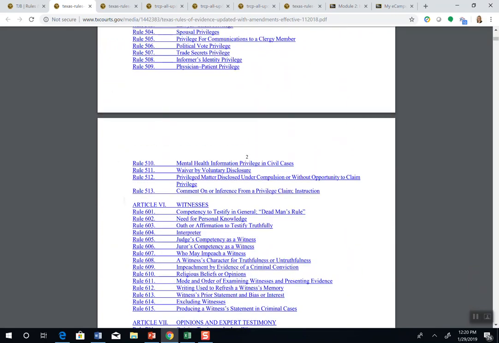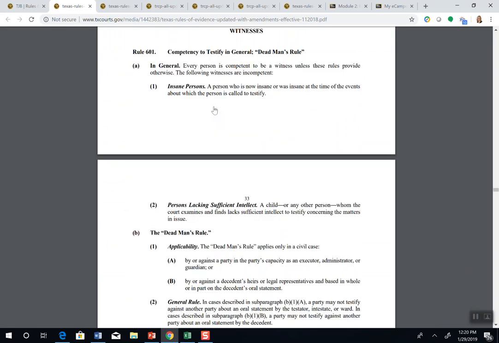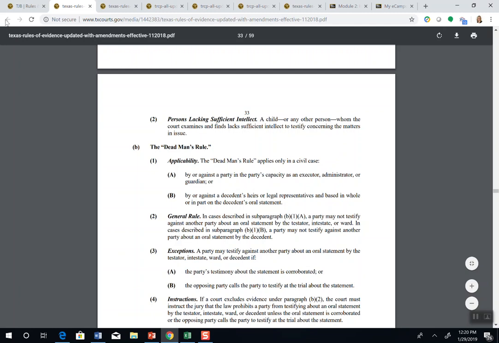Privileges, we'll talk a little bit about that. Witnesses, your competency to testify in general. The dead man's rule. Every person is competent to be a witness unless this applies: the person's insane, they lack sufficient intellect, they're a child or they have some mental deficiency. The dead man's rule applies only in a civil case, by or against a party in the party's capacity as an executor, administrator, or guardian, who may testify against another party about an oral statement by the testator, intestate, ward, or decedent, because typically we don't listen to dead people testify.